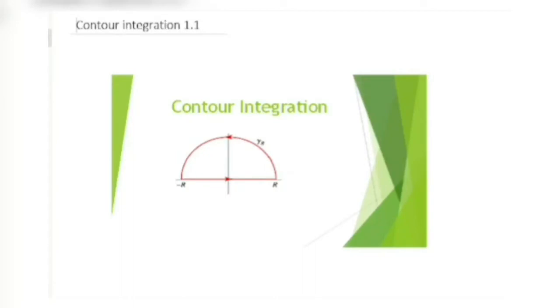In this topic, we will discuss some important integrals which contain straight lines and circular arcs. These integrals are evaluated by using Cauchy's residue theorem. The value of the integral is equal to 2 pi iota times the sum of the residues at poles within the contour C. So let's start.